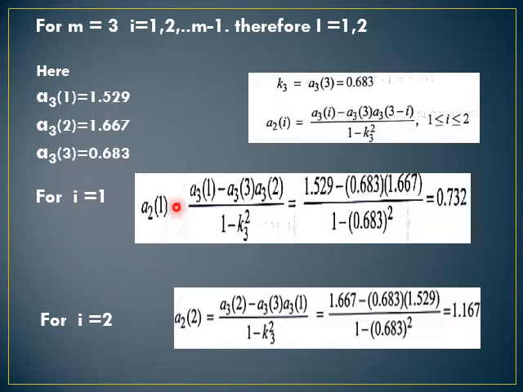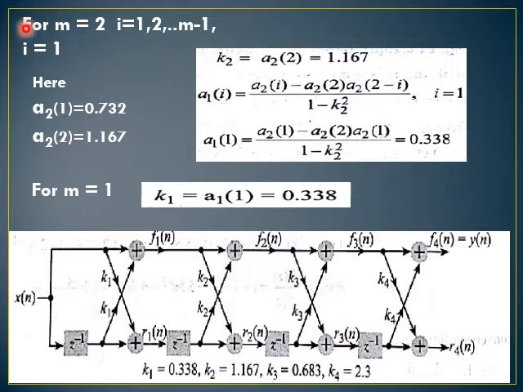Similarly, substitute the value of I equal to 2 in this equation. You get this answer, referring to the values of A3 of 1, A3 of 2, and A3 of 3. Now, taking these values again, we will calculate for M equal to 2, so we get I as 1. So it is K2 equal to A2 of 2, which is 1.167 from the previous result for M equal to 2. We can see it here. Then A1 of I: as the value of M is 2, it is Am minus 1, so 2 minus 1 becomes A1 of I.